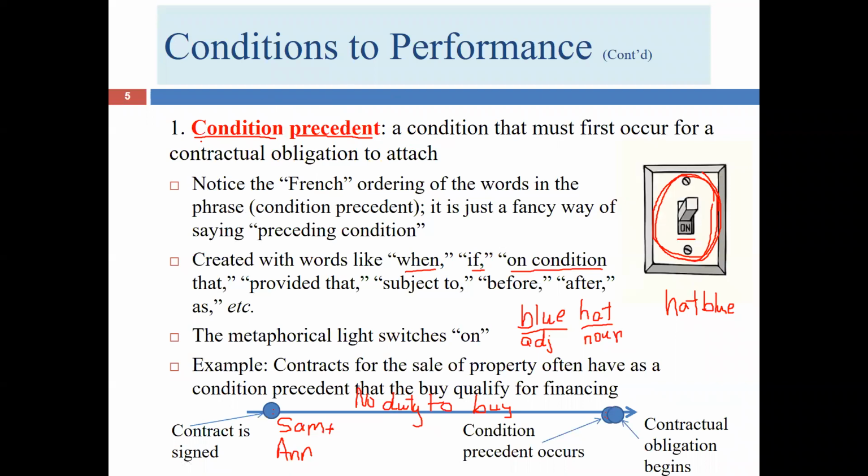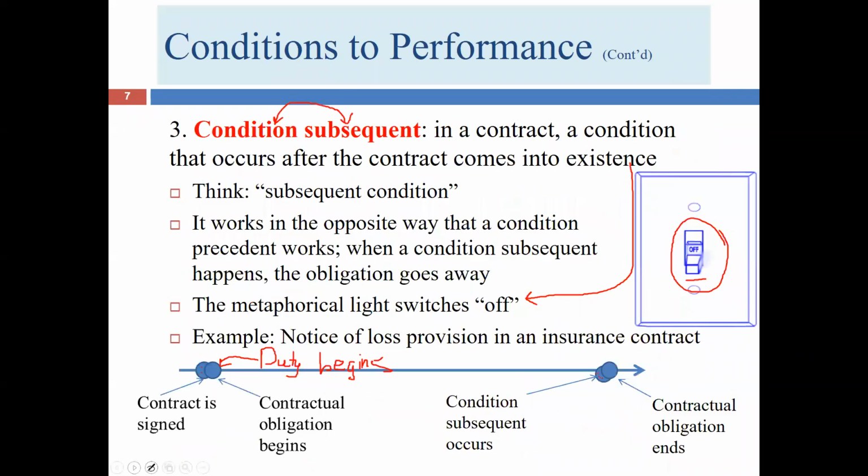This idea of condition precedent and condition subsequent, I think the biggest source of confusion is keeping the two straight. And again, that's probably the hardest thing to remember. So that's why I think about light switches. Condition precedent turns it on, condition subsequent turns it off. So keep that in mind. Be comfortable being able to distinguish between a condition precedent and a condition subsequent.